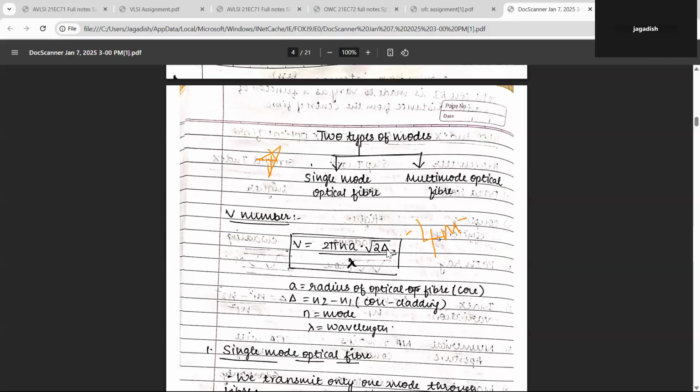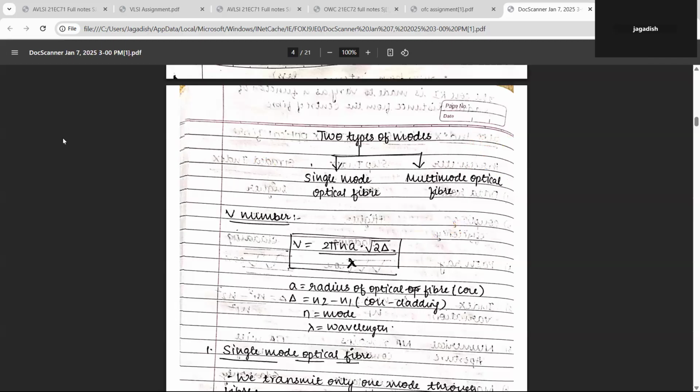So, what is the step index fiber parameter formula? I already told it's N1 minus N2 divided by N1. N1 is the refractive index of the core, N2 is the refractive index of the cladding. If it's a graded index, it will be N1 square minus N2 square divided by, it will become square, that's it. You have to learn formulas like this. Whatever formulas are there in every module, you have to write and practice.